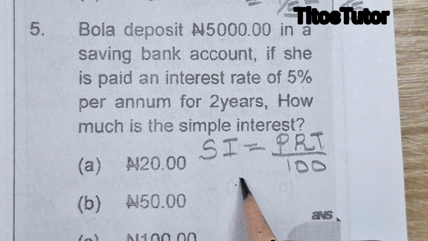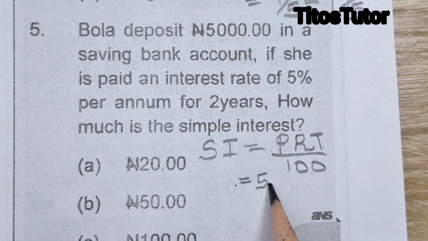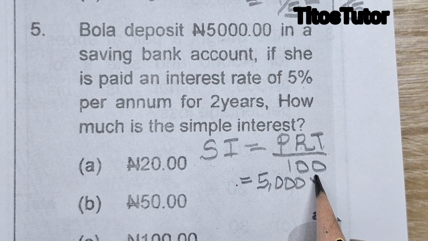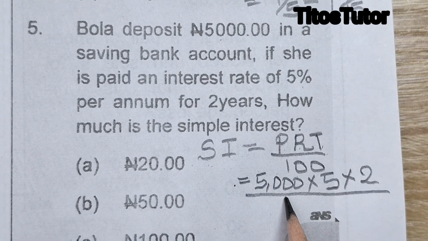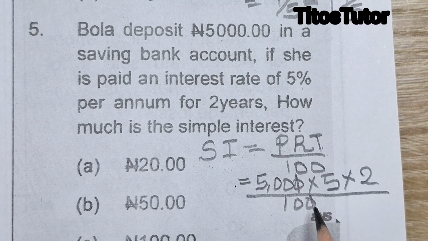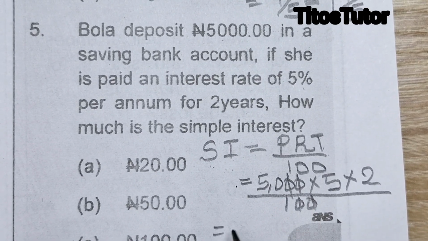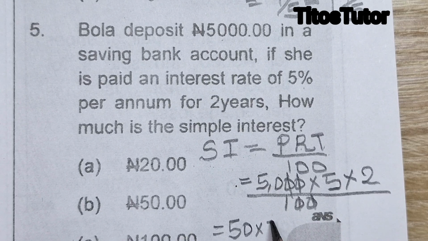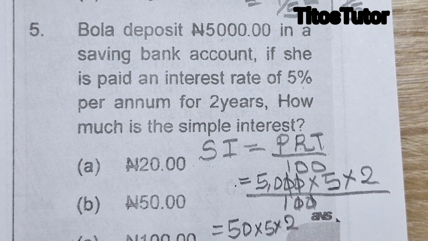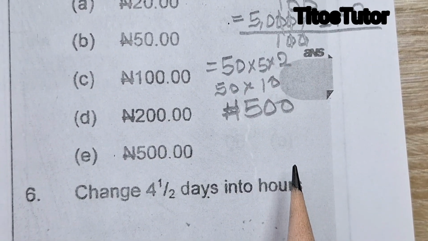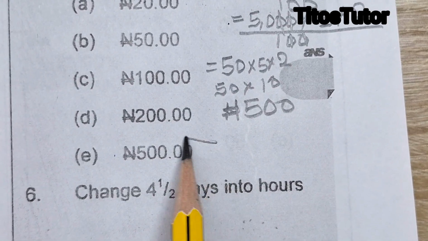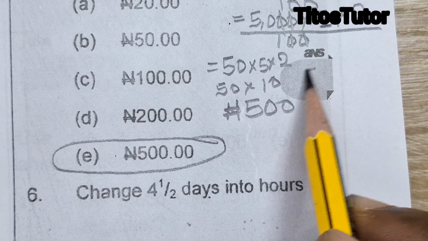So simple interest equals principal times rate times time divided by 100. So let's go. Simple interest: principal 5,000 naira times 5 times 2 all over 100. 0 cancels 0, this 0 cancels this 0. I'm left with 50 times 5 times 2. 5 times 2 is 10, and 10 times 50 is 500. So my final answer is 500 naira, which is E.